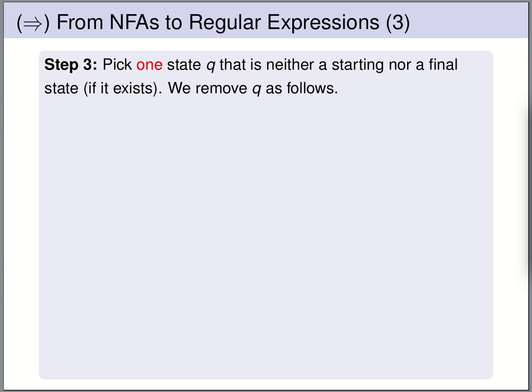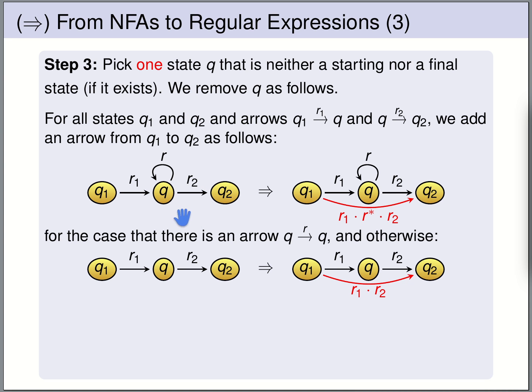The third step of the construction removes a state that is neither a starting nor a final state. So we pick one state, Q, such that Q is neither starting nor final. If no such state exists, then we are finished with step 3 and we continue with step 4. Now we remove Q as follows. Before we remove Q, we have to make sure that Q is no longer needed. Q could be needed because it's part of a path through the automaton. So we have to make sure that if we drop Q, the language accepted by the automaton is not changed.